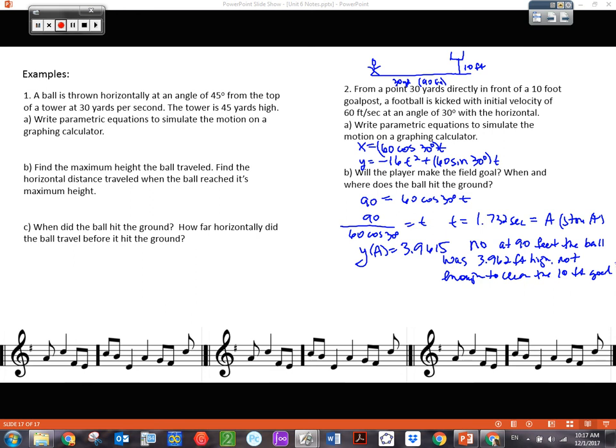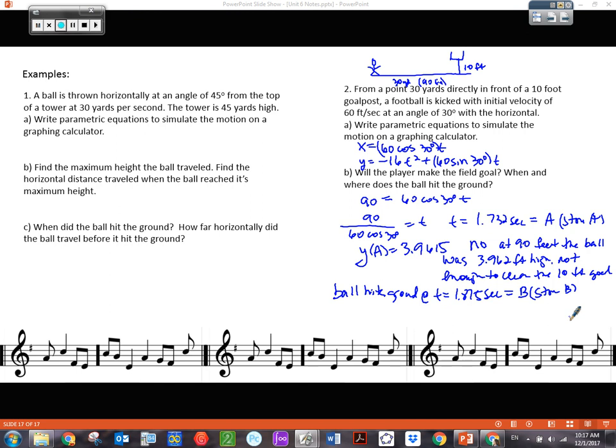All right, so the last one says, when and where does the ball hit the ground? So that's similar to this other question, right? We need to know the x-intercept. So I would go back to function mode. I would find the x-intercept. So we do that, and so the ball hits the ground at t equals 1.875 seconds. I'm going to store that in B.